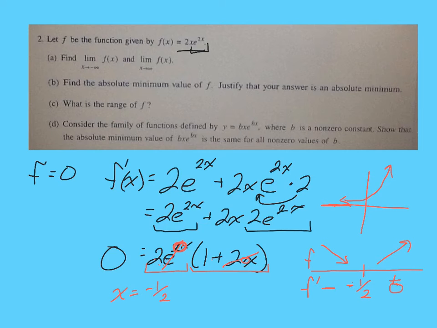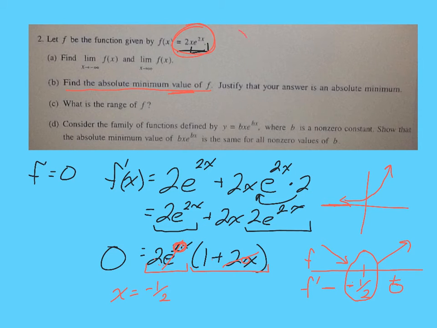So the absolute minimum occurs when x is negative 1/2. That's when it happens. The question says, find the absolute minimum value. We want the value when it is the minimum. So we need to put negative 1/2 into our function. We got to put negative 1/2 into the function.